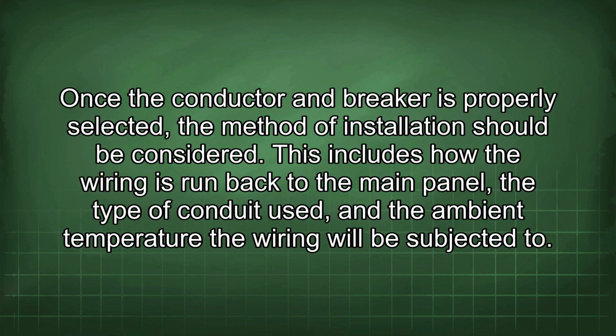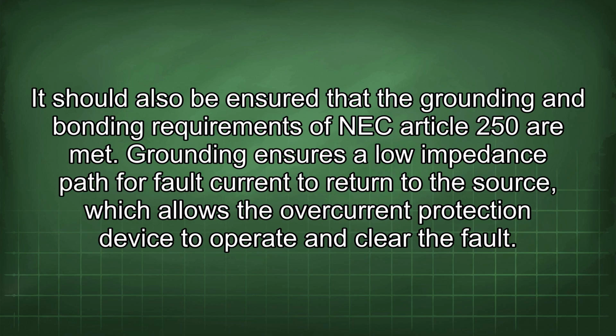Once the conductor and breaker are properly selected, the method of installation should be considered. This includes how the wiring is run back to the main panel, the type of conduit used, and the ambient temperature the wiring will be subjected to. It should also be ensured that the grounding and bonding requirements of NEC Article 250 are met. Grounding ensures a low impedance path for fault current to return to the source, which allows the overcurrent protection device to operate and clear the fault.